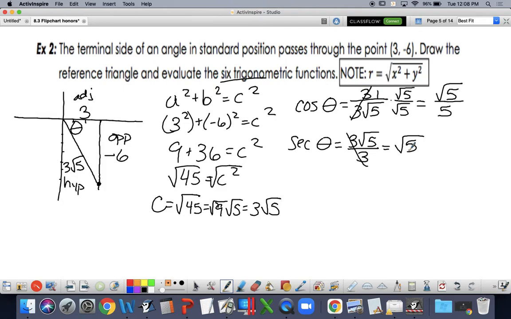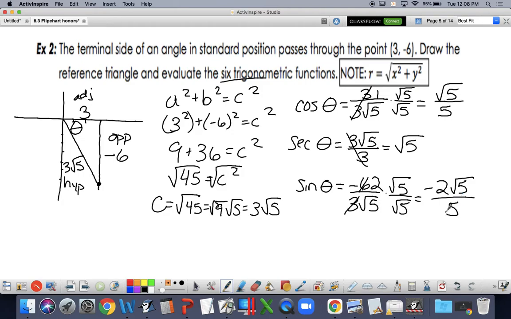We'll do sine next. So the sine of theta is going to be opposite over hypotenuse. I run into the same problem where I'm going to have to simplify. I get negative 2 over the square root of 5. Multiply, and I wind up with negative 2 square root of 5 over 5.